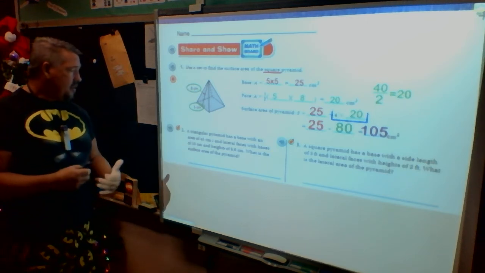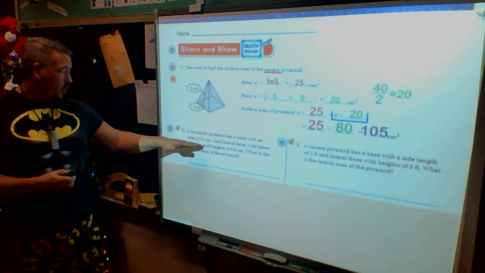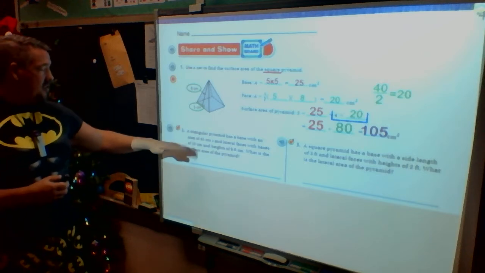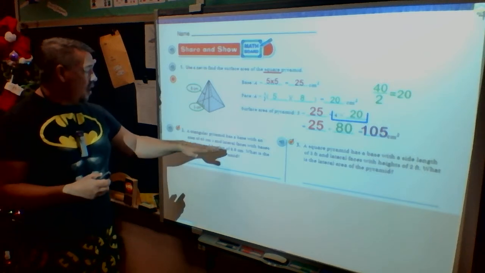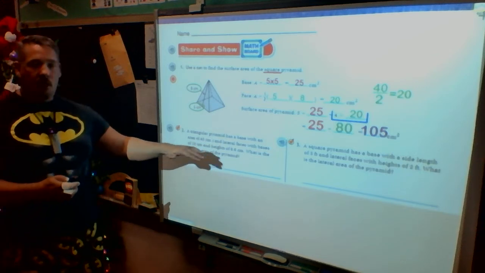On 2, it says a triangular pyramid has a base with an area of 43 square centimeters and lateral faces with bases of 10 centimeters and heights of 8.6 or 8 6/10 centimeters. What is the surface area of the pyramid?